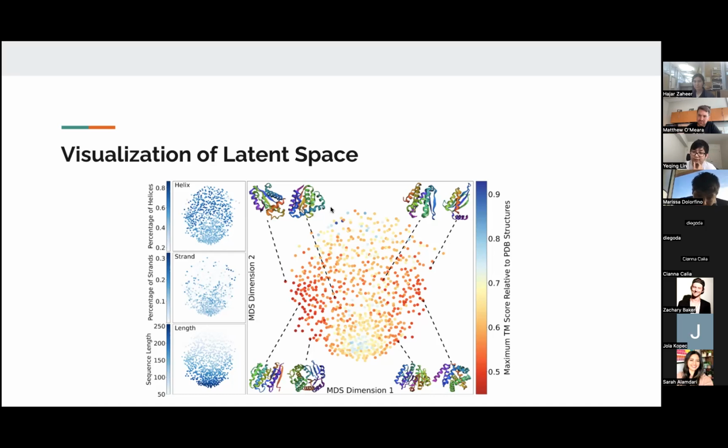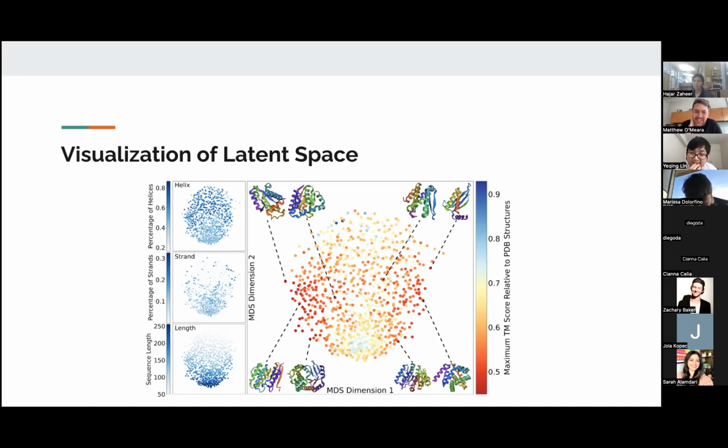So the key takeaway from this, I think, is we are able to generate novel structures across the space with different secondary structures. So all of these have very low radius of gyration, like they're all very round.